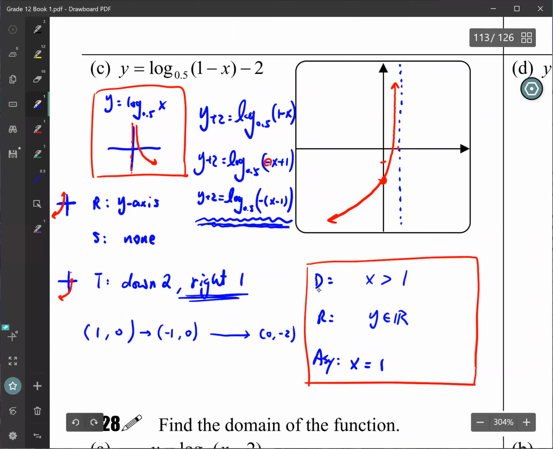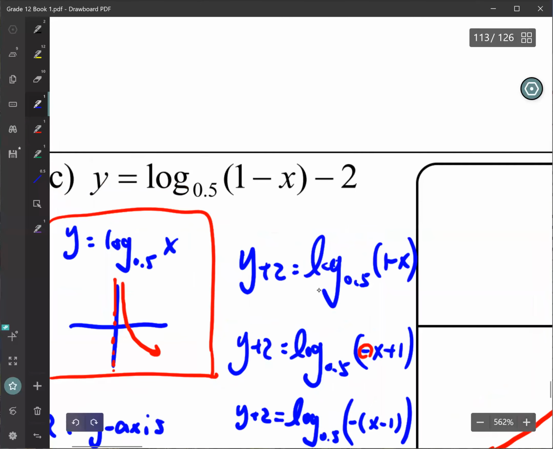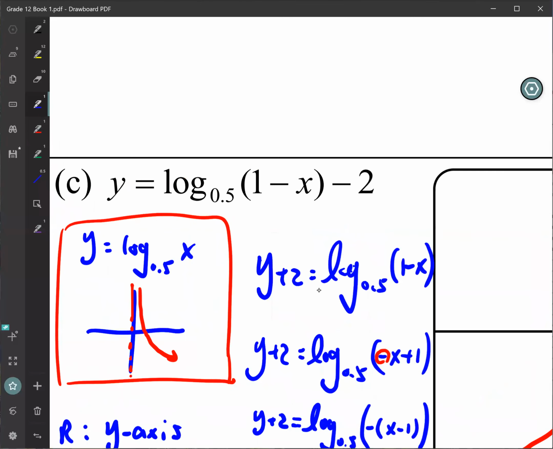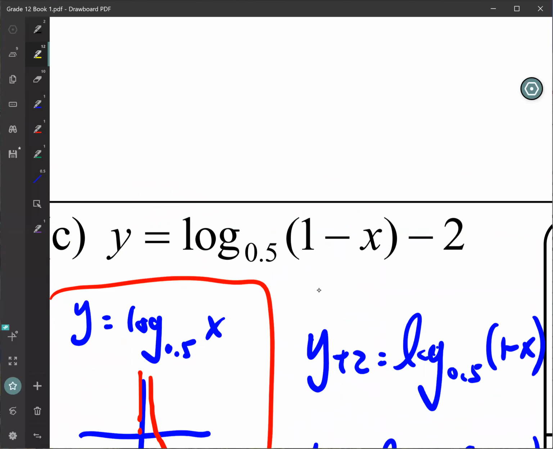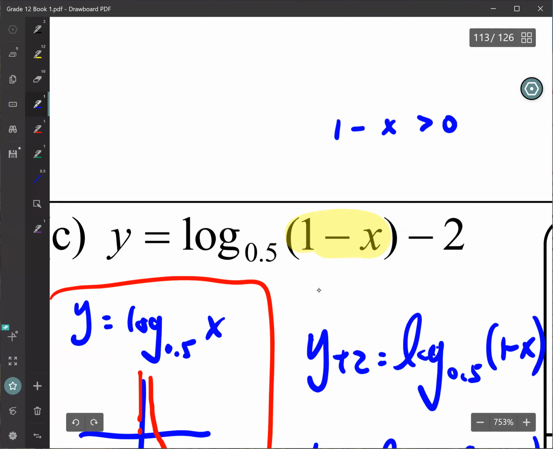Remember we mentioned how to find domain without a graph, right? Okay, how do we find domain? Just by looking at the function. Use the bracket. Yeah, use the bracket, right? And then what do we do with the brackets? Greater than 0. Okay, so 1 minus x greater than 0. How do I solve for x now?